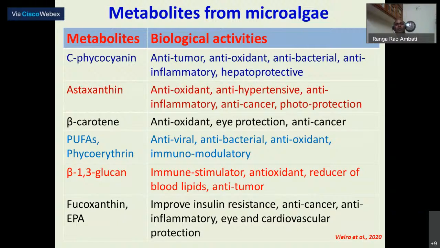And we are talking about the metabolites. So what are the metabolites? Spirulina produces phycocyanin. We can extract phycocyanin from spirulina, astaxanthin from haematococcus, beta carotene from dunaliella, and PUFAs and phycoerythrin from other species. And then we can also get omega-3 from spirulina, and beta-1,3-glucan we can get from chlorella species, and fucoxanthin, and also EPA. So these are some of the metabolites people are using for biological activities: anti-tumor, antioxidant, antibacterial, hepatoprotective, anti-cancer, eye protection, immunomodulatory aspects, and improving insulin resistance. These are some of the biological activities people have studied and reported for these metabolites from microalgae.